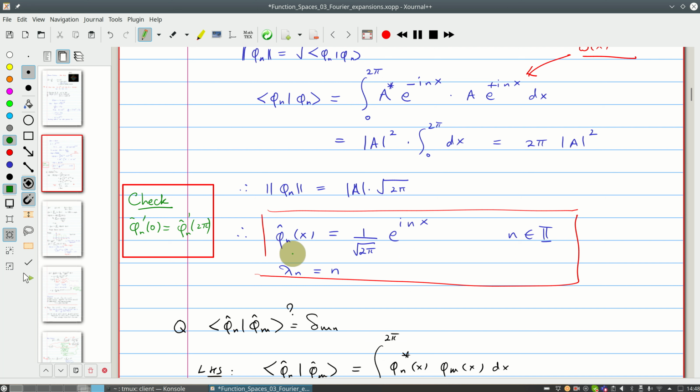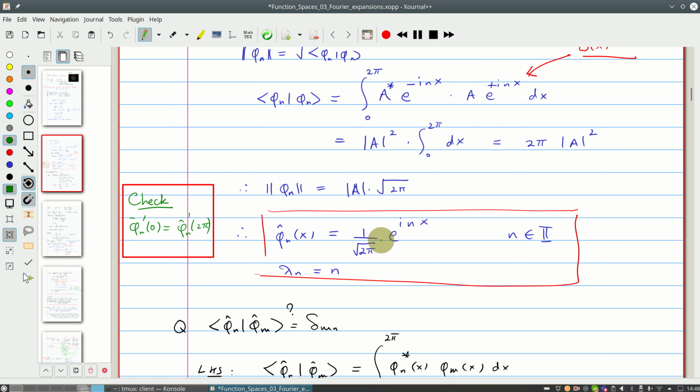And that leads to the normalized phi n being 1 over the square root of 2 pi, e to the i n x, where n is an integer. And just to check, we have another boundary condition that the derivative is also periodic. So phi prime at 0 is equal to phi prime at 2 pi, and I'd like you to check to see that this function satisfies that condition too.